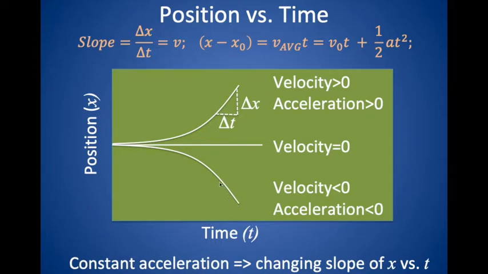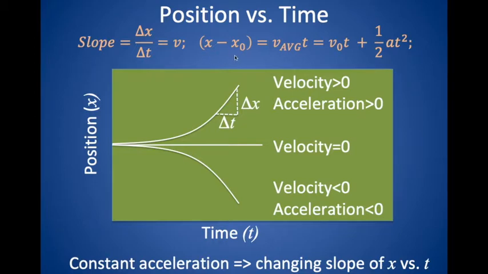Now you could imagine two more cases here. You could have a negative velocity and a positive acceleration, in which case you would be coming down, let's say from the left, like a mirror image of this curve, like that. And you could have a positive velocity and negative acceleration, in which case you'd be coming up on one side, but getting slower and slower. So those are your position versus time graphs.